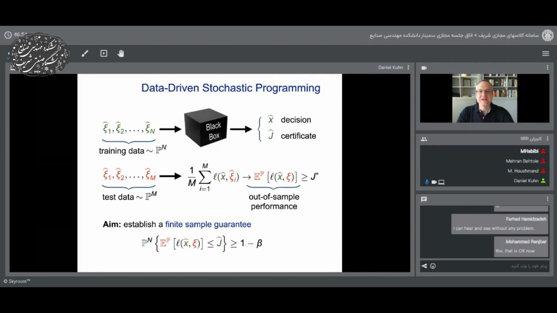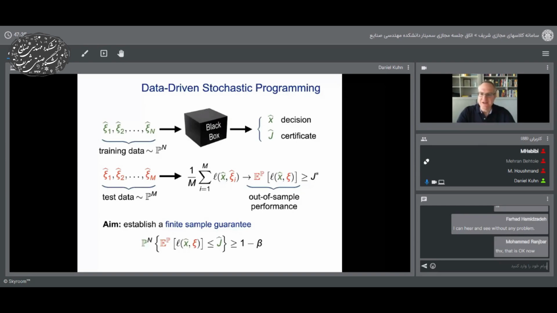I would like now to develop a method of data-driven stochastic programming. So what I have to do is find some method that transforms the training data, xi hat 1 to xi hat n, to some decision, a data-driven decision x hat, and some performance certificate, which I denote by j hat. At this point, what is in the black box is just an arbitrary transformation that maps the training data to a decision, which I assume is feasible and hopefully near optimal in the true problem, and the performance certificate. That's very abstractly spoken.